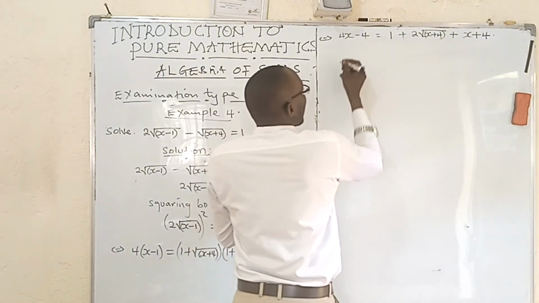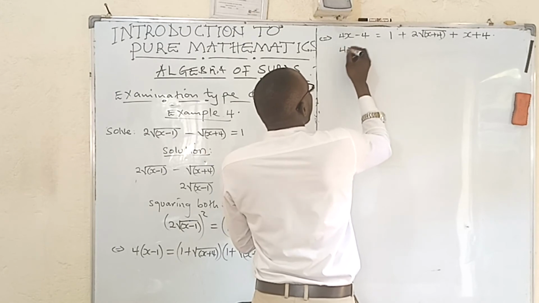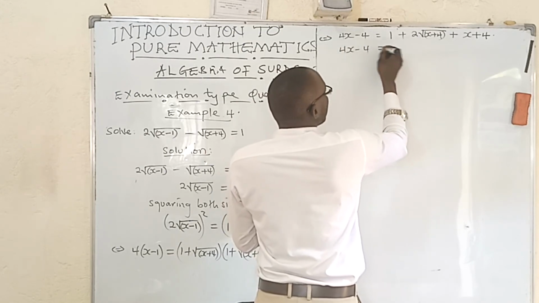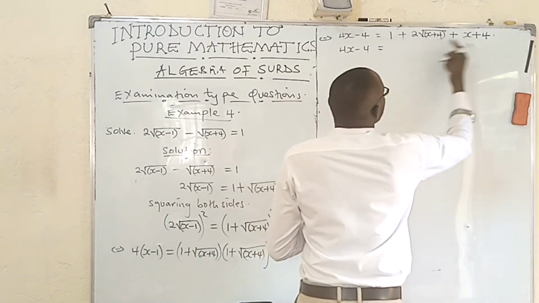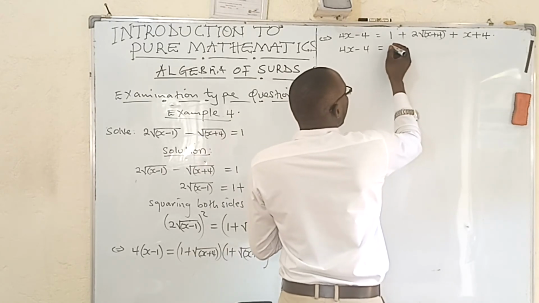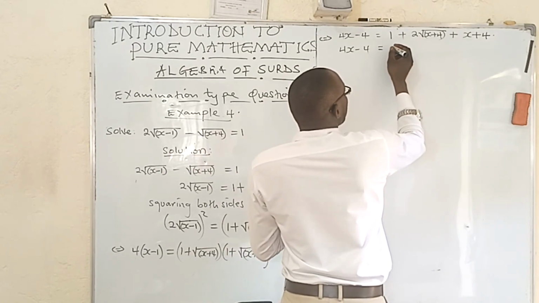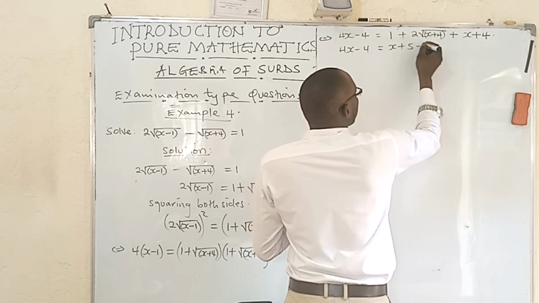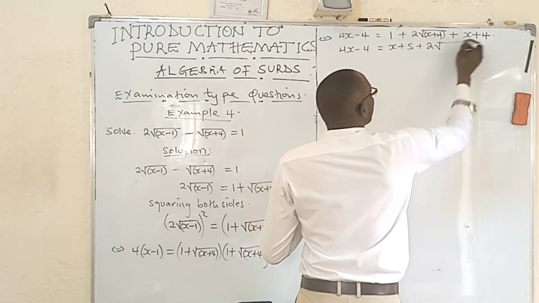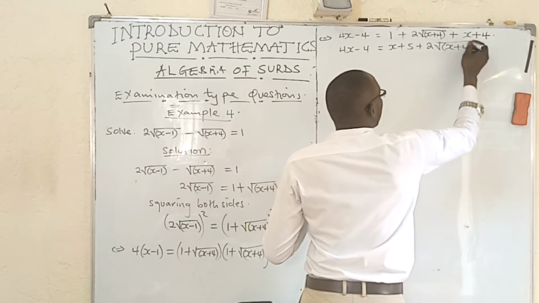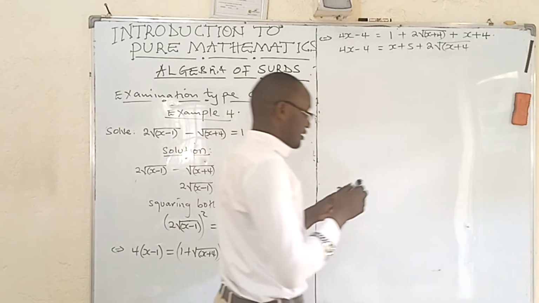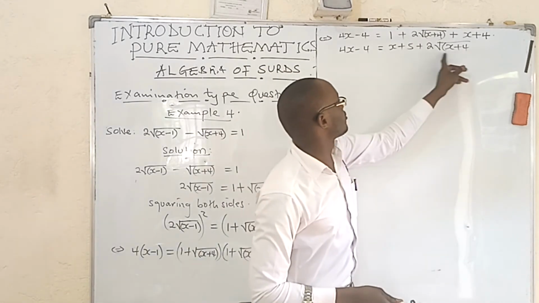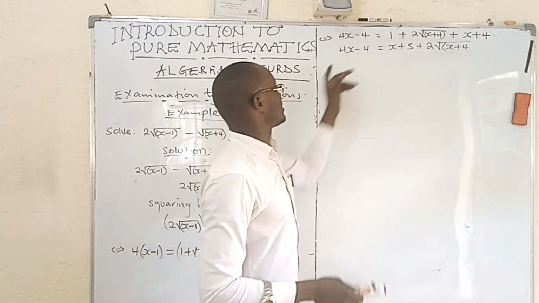When I simplify, I'm seeing a 4x minus 4 now becoming, try to bring this closer, such that we have x, then plus a 5, then plus a 2 root of x plus 4. Very interesting. I can remain with this root and take the rest of this side.